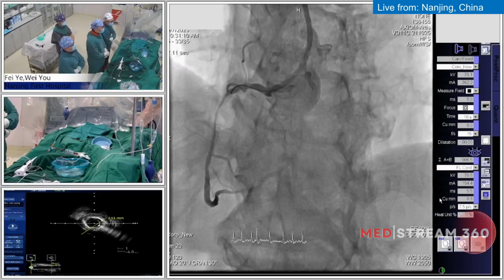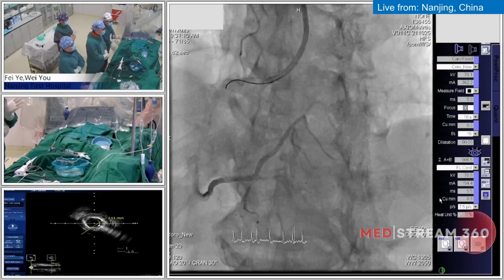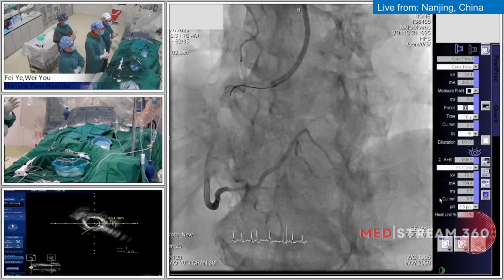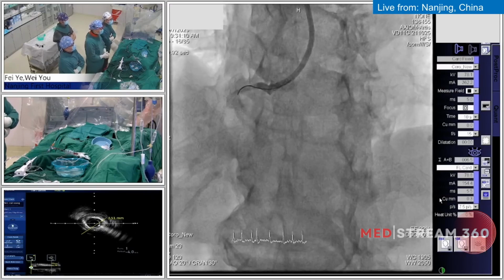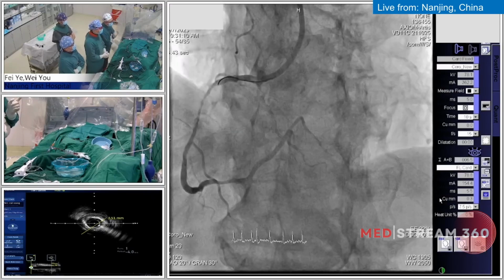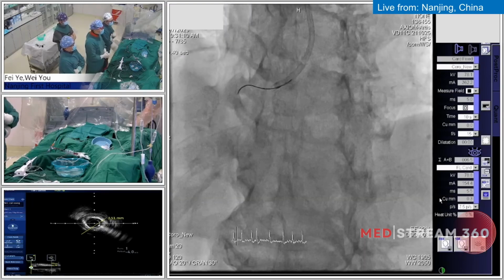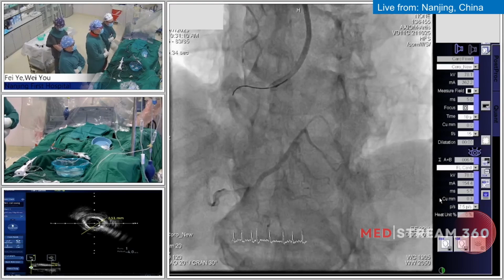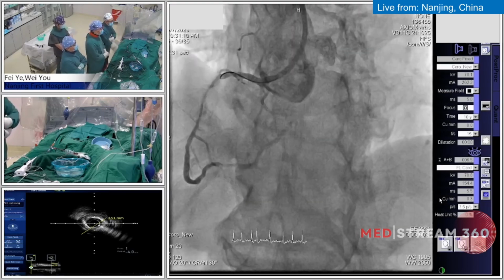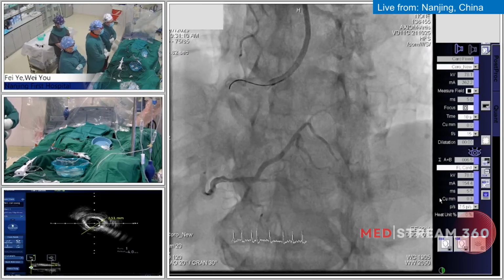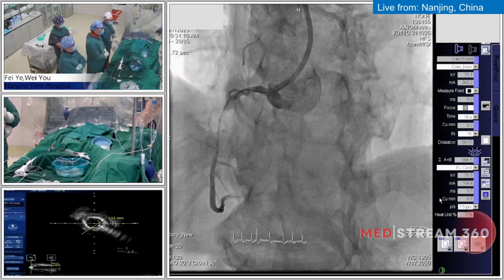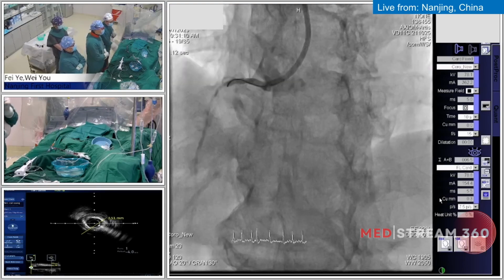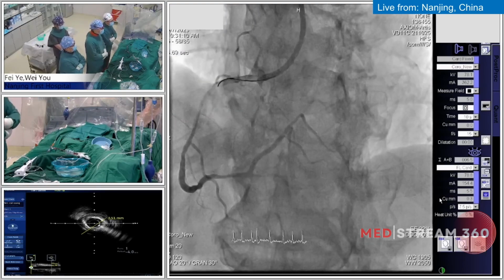I think the RCA is right dominant. First PCI to the RCA will be safe and efficient, which will give good support for the next PCI for the LAD. If today we just want to perform the LAD PCI, we may need a mechanical circulatory support device like Impella and or the ECMO. Although we don't have the Impella in the Chinese market, we have the ECMO here, but the patient has multi-organ disease. I don't think ECMO is our initial choice.